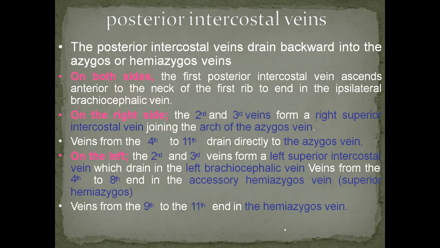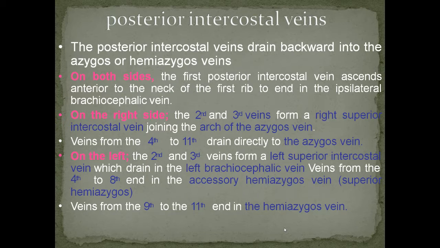The posterior intercostal veins drain backward into the azygos and hemiazygos veins. On both sides, the first posterior intercostal vein ascends anterior to the neck of the first rib and ends in the ipsilateral brachiocephalic vein.